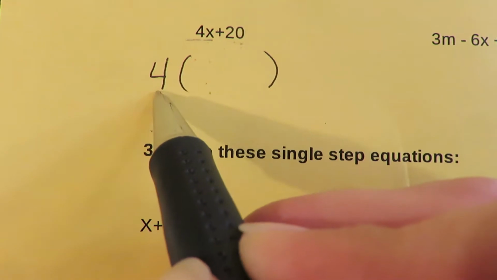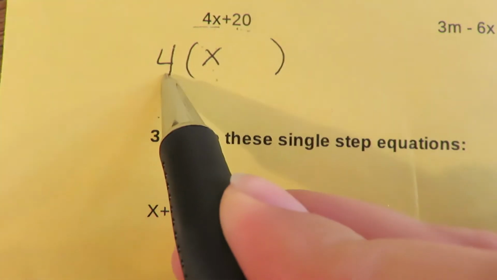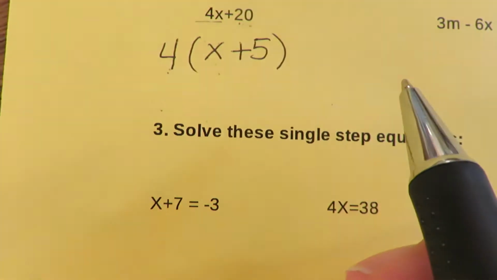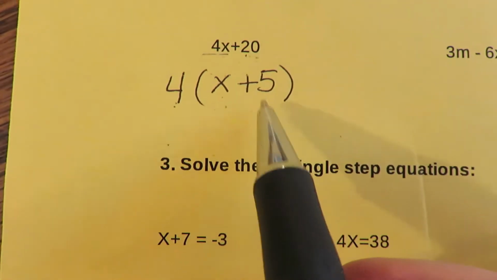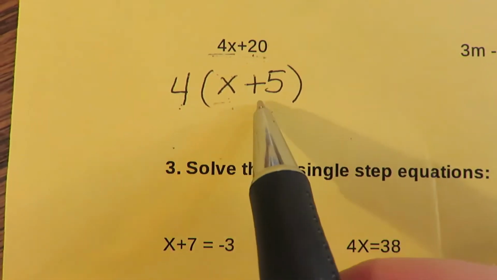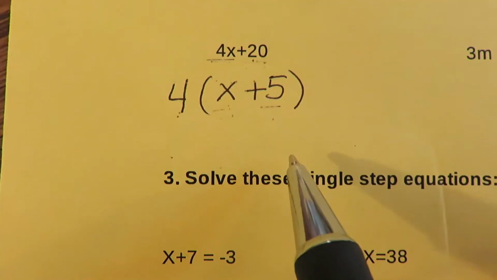4x divided by 4 is just x. 20 divided by 4 is positive 5. A good way to check that you're on the right track is if you started with 2 terms at the beginning, then you should end with 2 terms inside your brackets, similar to how we did when we distributed.